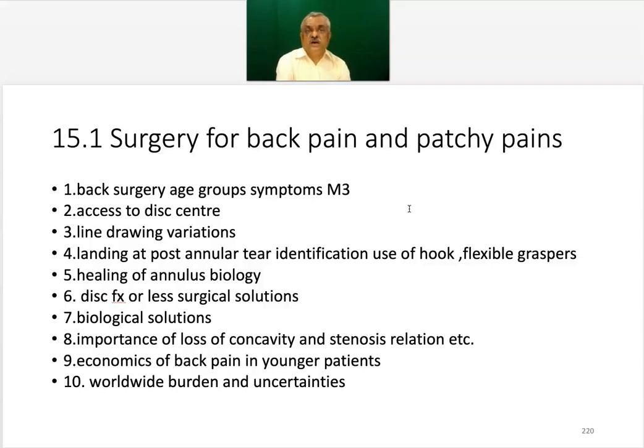by use of biological solutions. The annular opening which is made in the open surgery is a problem area. The annular tear which causes the symptoms is another problem area. The annular opening done during endoscopy is one more annular opening related problem area.